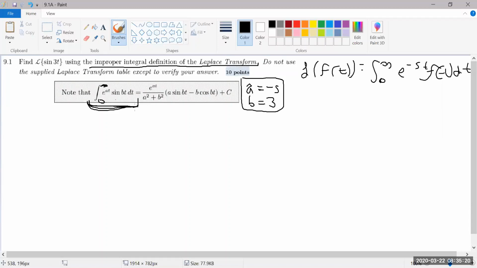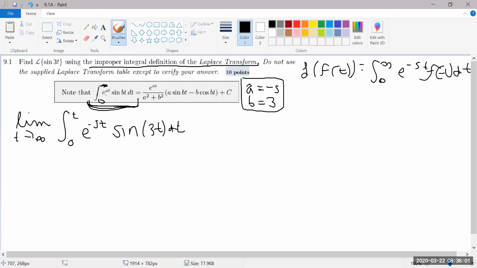So evaluating it there, let's go ahead and take care of our improper integral portion. How we do that is we take the limit as t approaches infinity, and we rebound our integral from 0 to t to make it look like something that we're allowed to do. And so then we have e to the negative st, keep in mind this a is a negative s as I defined up there, e to the negative st sine 3t dt.